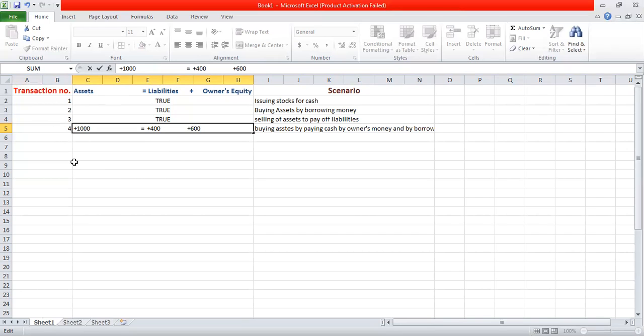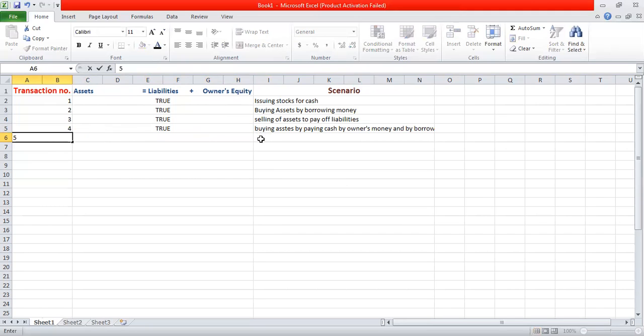Rupees 1,000 of assets, borrowing money from someone or taking a loan from the bank of rupees 400, and through owner's equity you are paying rupees 600. Now you'll see both sides are equal: rupees 1,000 here, and here 400 plus 600 equals 1,000. So both of the sides are equal now.